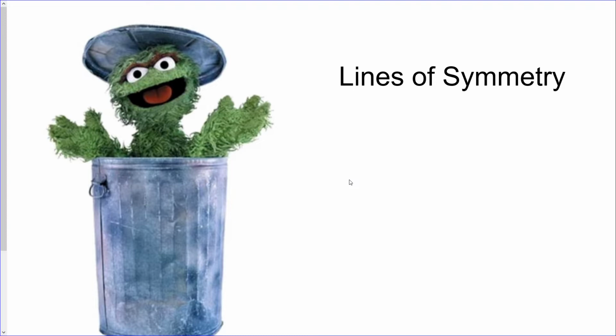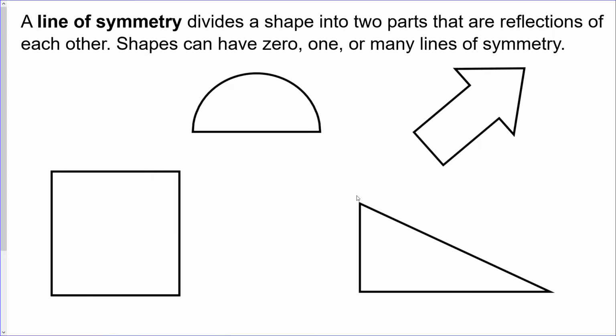Now this topic might be a little bit of review for some of you, but it is an important one to go over and review just a little this year before you see it again in future years of math. Okay, so to start with the definition, a line of symmetry divides a shape into two parts that are reflections of each other.